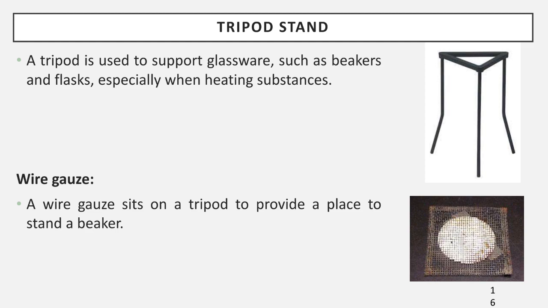Next is the tripod stand. This is the tripod stand, and it is used to support glassware such as beakers and flasks, especially when heating substances. And this is the wire gauze. The wire gauze sits on the tripod stand to provide a place to stand a beaker.